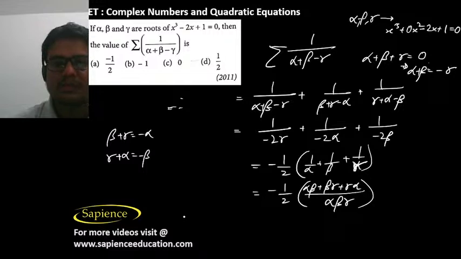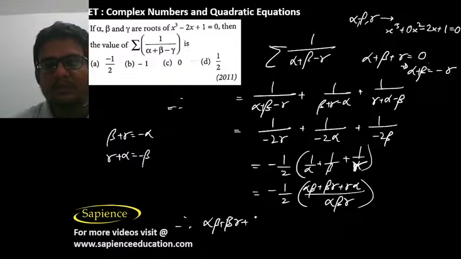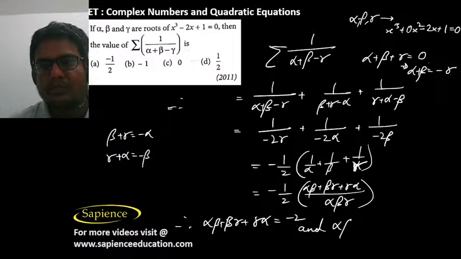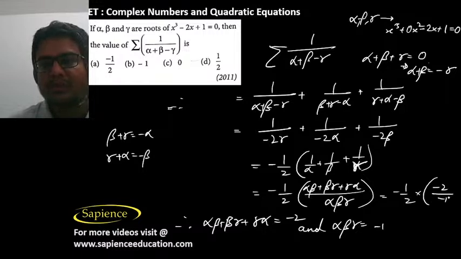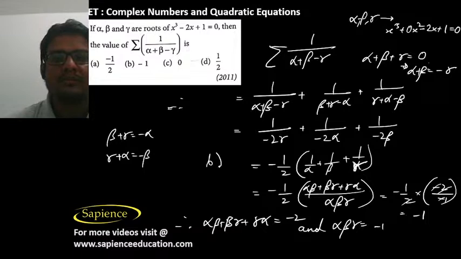So now from here we can say that alpha beta plus beta gamma plus gamma alpha will be equal to the coefficient of x, which is minus 2, which is c by a, and the product of the roots, alpha beta gamma, is minus d by a, which is minus 1. So therefore this will be minus 1 by 2 into (minus 2 by minus 1). So minus minus will cancel, this will be 2 and 2 will cancel, that is minus 1. So option B is the correct answer.